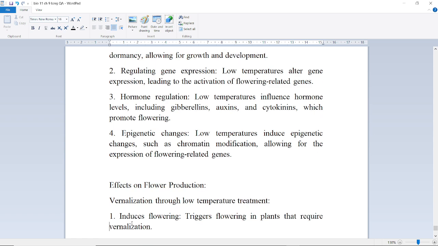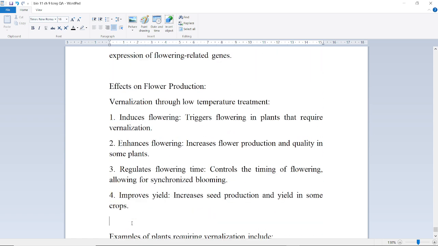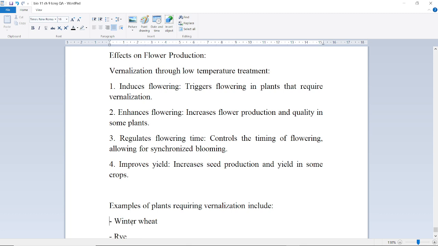Effects on flower production. Vernalization through low temperature treatment induces flowering, triggering flowering in plants that require vernalization. It enhances flowering, increasing flower production and quality in some plants. It regulates flowering time, controlling the timing of flowering and allowing for synchronized blooming. It improves yield, increasing seed production and yield in some crops.